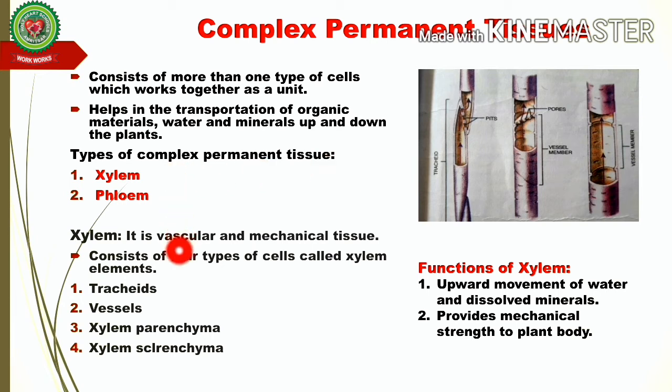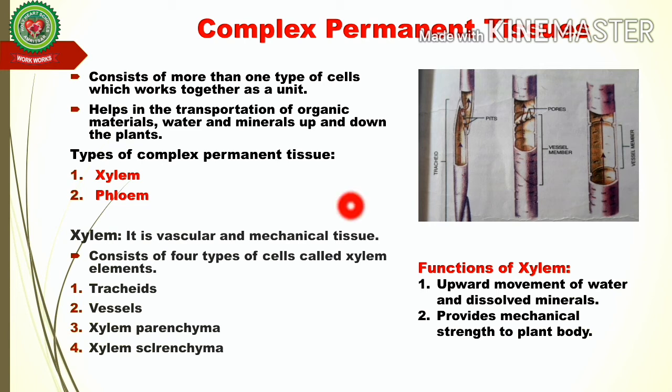So students, what is xylem? Xylem is also known as wood. It is a vascular and mechanical tissue. Xylem cells are thick walled and they are found in the form of tubular passages. Xylem consists of four types of cells called xylem elements, and that are tracheids, vessels, xylem parenchyma and xylem sclerenchyma. Among all xylem elements, all are dead except xylem parenchyma.